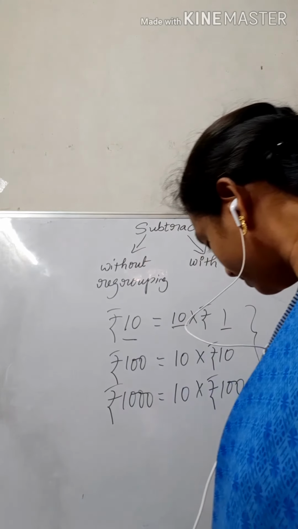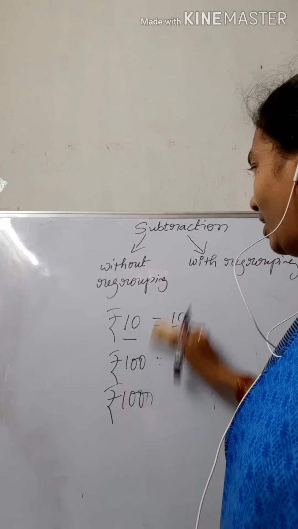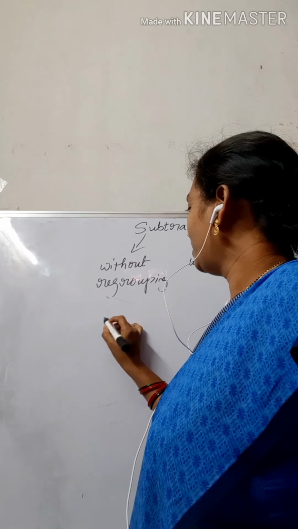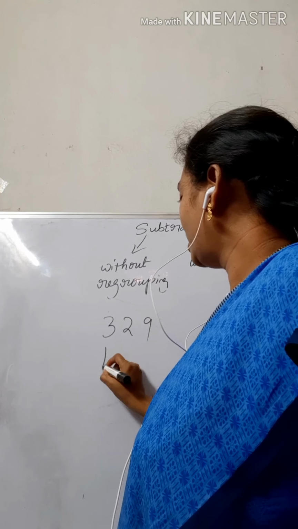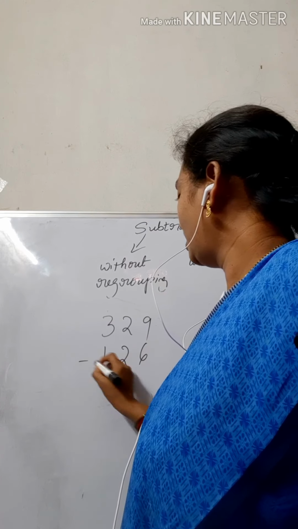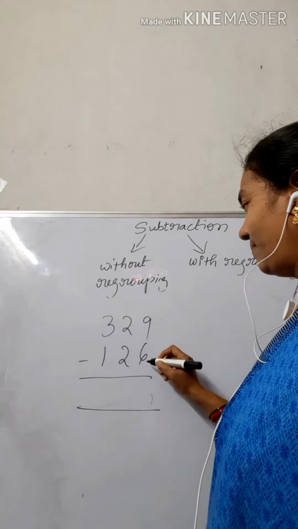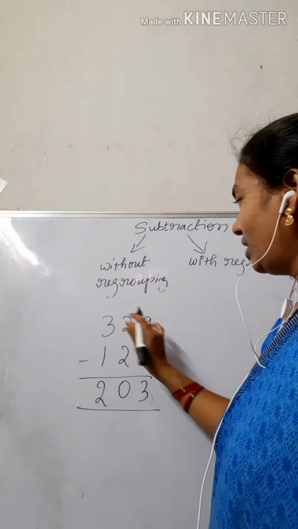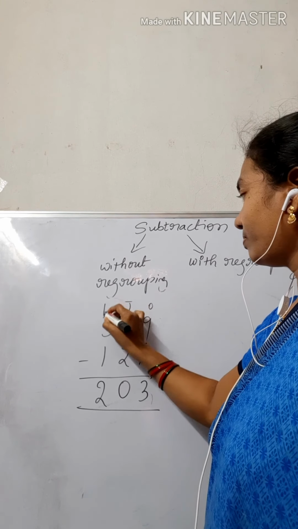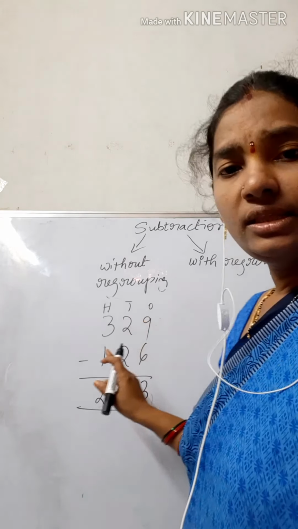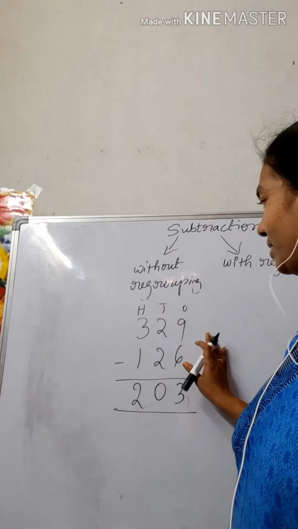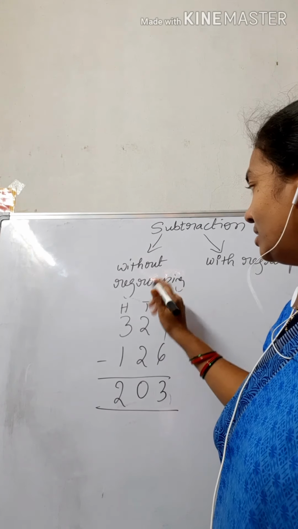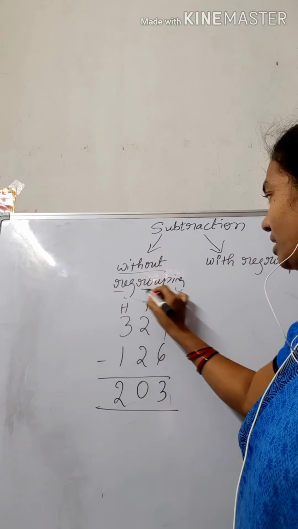So here I will give an example for without regrouping and with regrouping. See children, without regrouping means, suppose you have a number 329 minus 126. Here what are we doing? 9 minus 6, how much? 3. 2 minus 2, 0. 3 minus 1, 2. Here we are not converting or changing anything. We are not regrouping any number. In ones place, tens place, hundreds place, we did not do anything. This type of sum we call without regrouping.